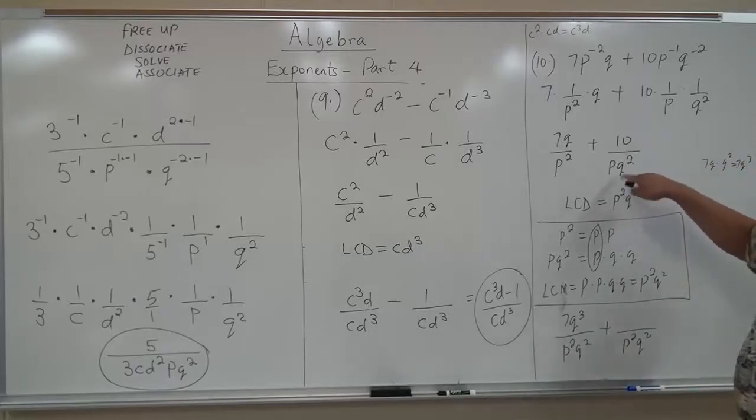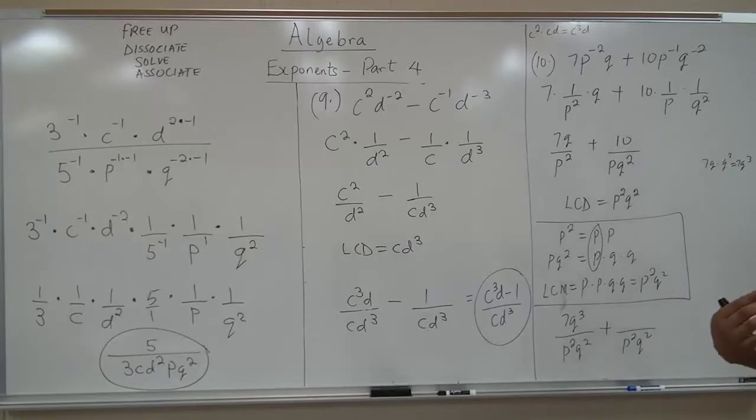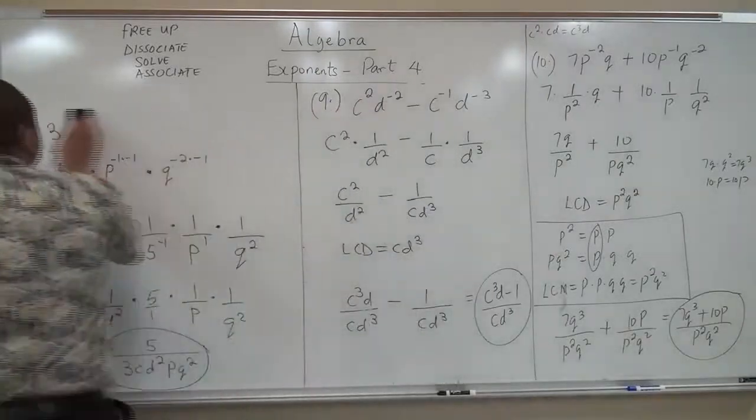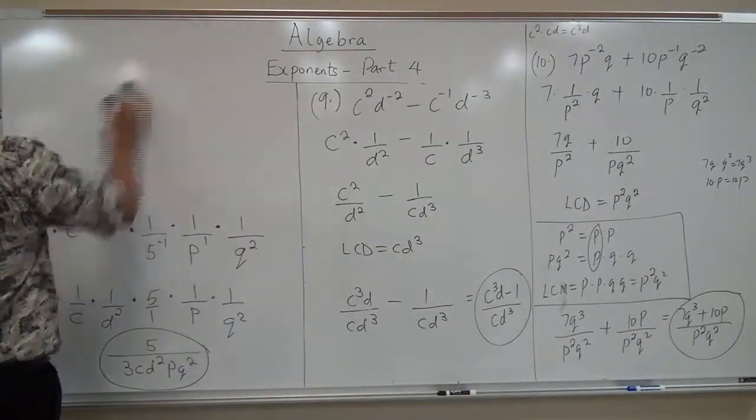Here, what will you multiply by PQ squared to give you P squared Q squared? P. So you do 10 times P also, 10P. So your answer becomes 7Q cubed plus 10P all over P squared Q squared. This becomes yours. Two more to go.